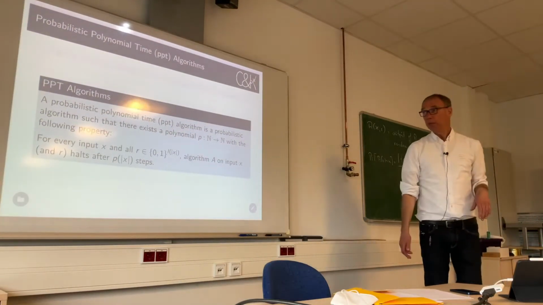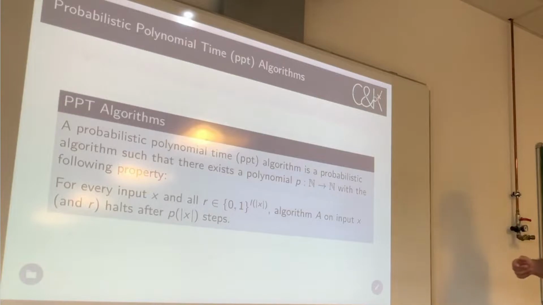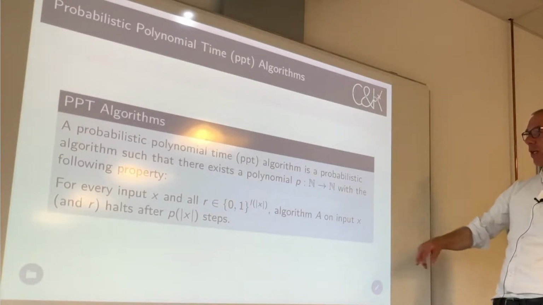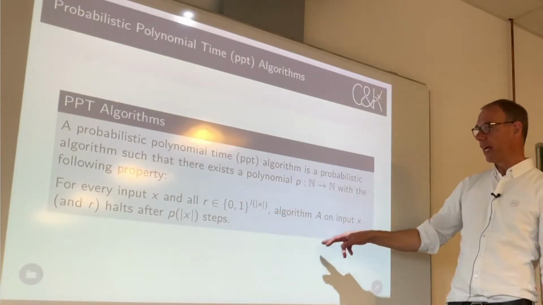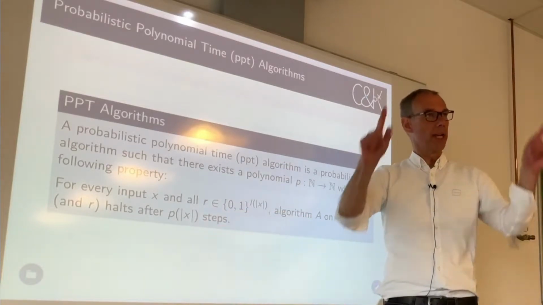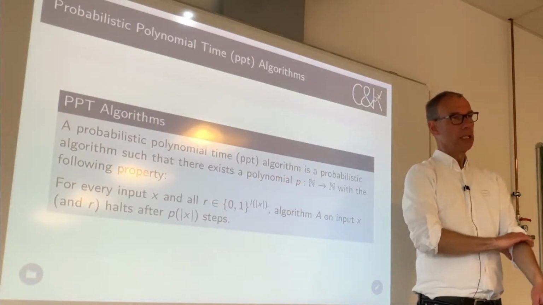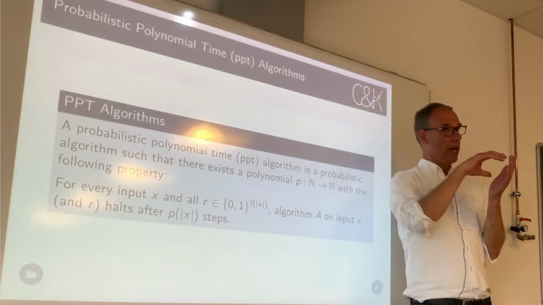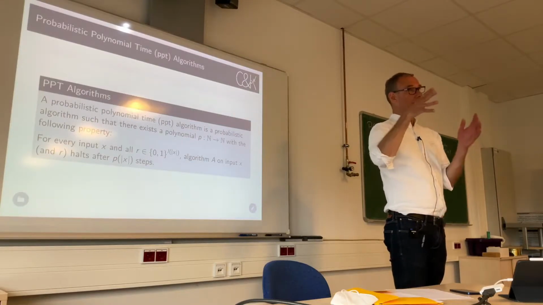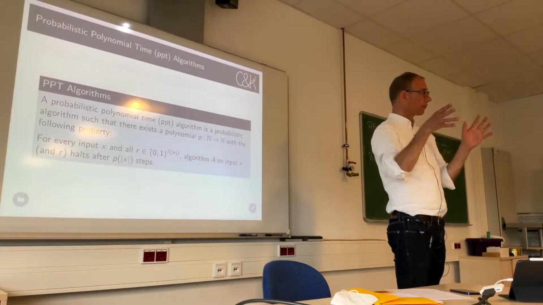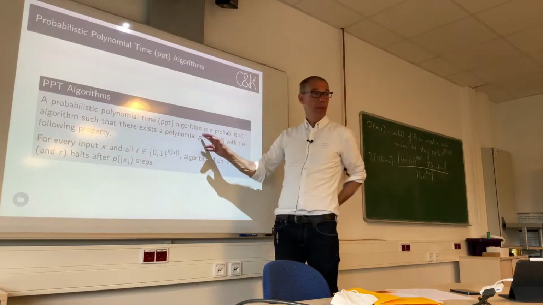And the probabilistic polynomial time algorithm is a probabilistic algorithm such that there exists a polynomial P with the following property. For every input x and all r in the set of the randomness, algorithm A on input x and r halts after P of length of x many steps. So independent of the randomness that we use, the upper bound on the running time is always fixed. And this P must be a polynomial.